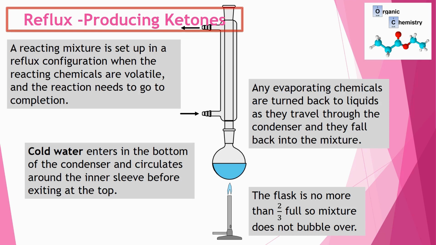So the evaporating chemicals are pushed back into the mixture. Again, it's important to make sure the cold water goes in the bottom, so the whole tube is surrounded by the cold water. If we just put it in the top, what would happen is it would fall straight to the bottom and then come out the bottom, and the tube would only have a little bit of cold water in it, and it wouldn't cool it down to the same extent.